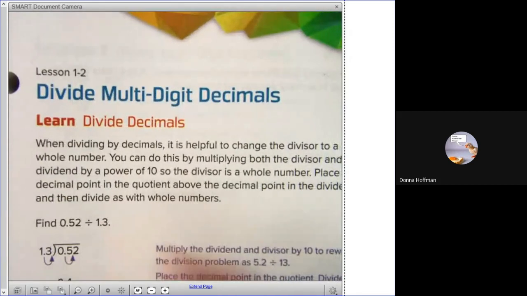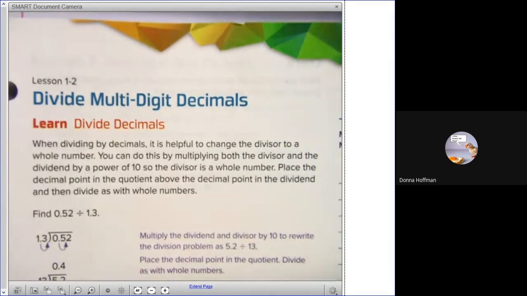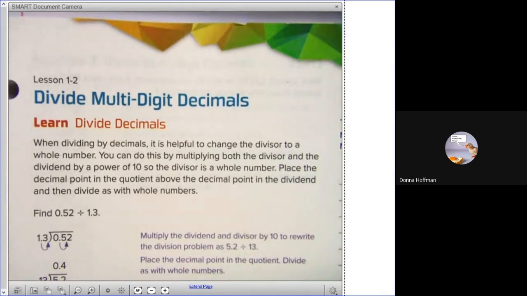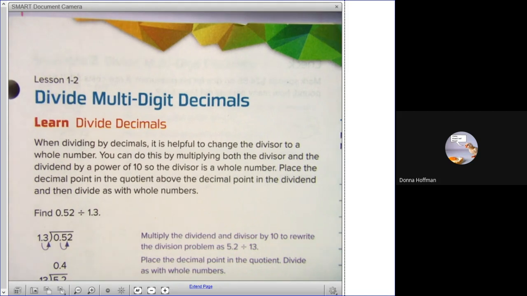When dividing decimals by decimals, it's helpful to change the divisor to a whole number. You can do this by multiplying both the divisor and the dividend by a power of 10, so the divisor is a whole number. Place the decimal point in the quotient above the decimal point in the dividend, and then divide as with whole numbers. And they give you all these examples, right?